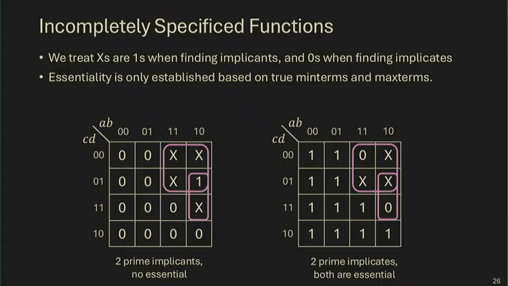Right? The same analysis goes for implicates. Again, when we look for implicates, we check for zeros and x's. We assume x to be zeros so that I can maximally grow my implicates. But when it comes to essentiality checking, I only check for zeros. And in this case, this is a different function. You have a single zero covered by only one prime implicate. So that prime implicate is essential for this zero. And this part is also essential for the zero over here.